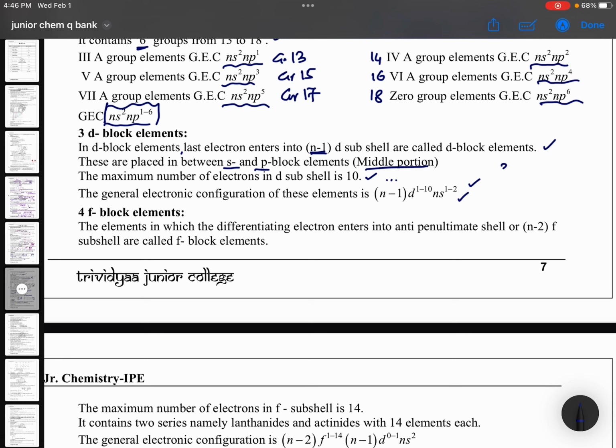And if you want to add more here, 3d series, 4d series, 5d series, 6d series. You can say scandium, yttrium, lanthanum and actinium. The last elements are zinc, cadmium, mercury.